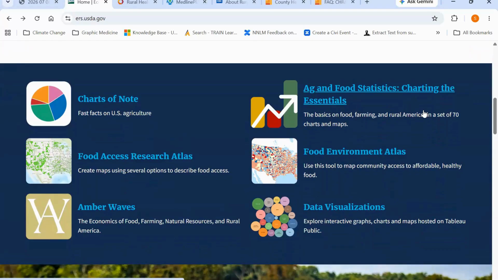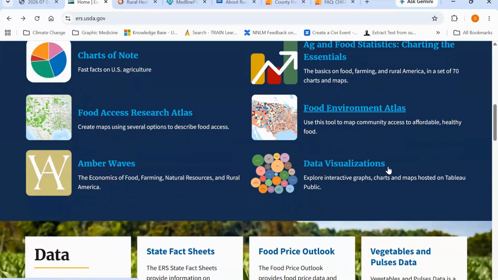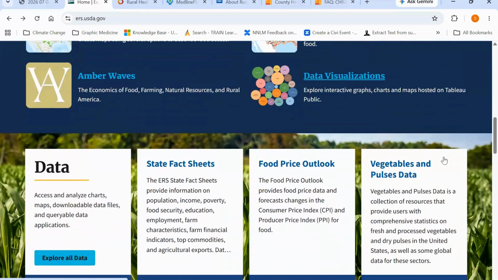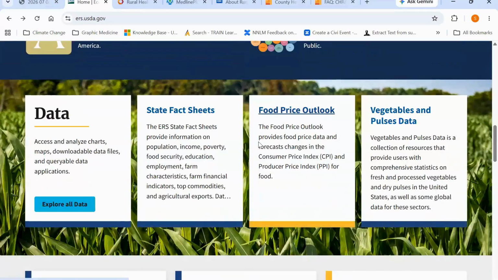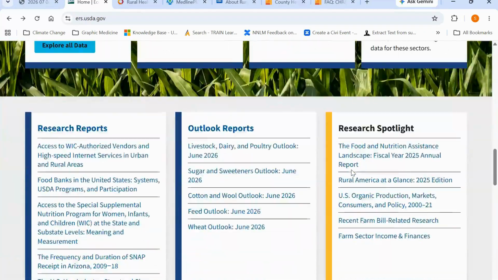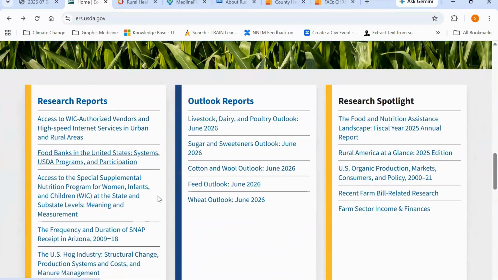Ag and food statistics, so charts on production and also things like the U.S. Department of Agriculture oversees food assistance programs as well. So there's information on that. Food Environment Atlas, and then data visualization, and then some of the data components, and then again, some of the most recent things that they have put out.